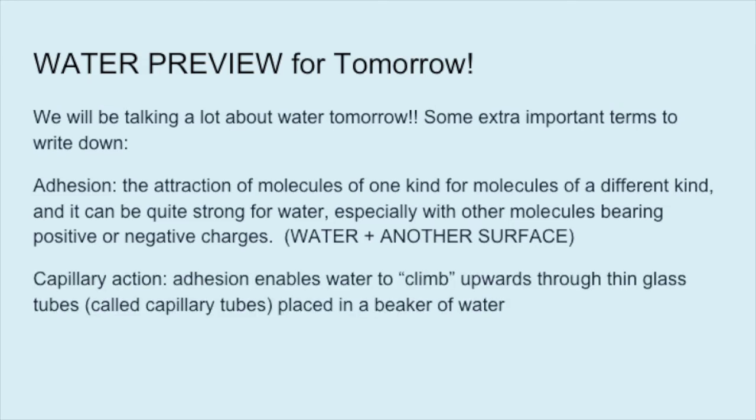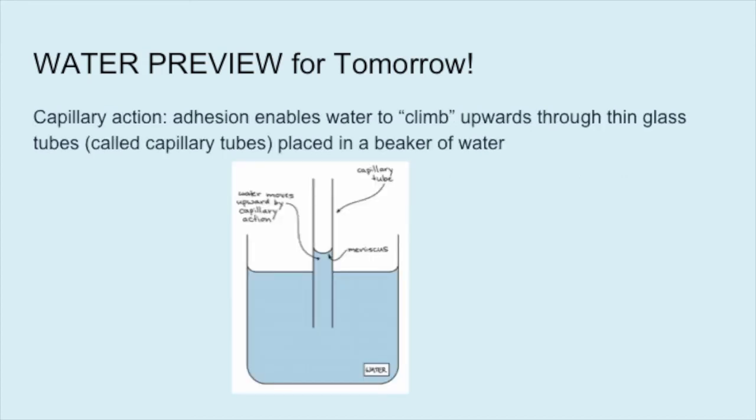All right, so capillary action is something that we talk about when we talk about adhesion. It is when adhesion enables water to climb upwards through thin glass tubes, called capillary tubes, placed in a beaker of water. This is also what happens inside of a graduated cylinder. This is what causes the meniscus. It happens in test tubes. It happens in any kind of container.